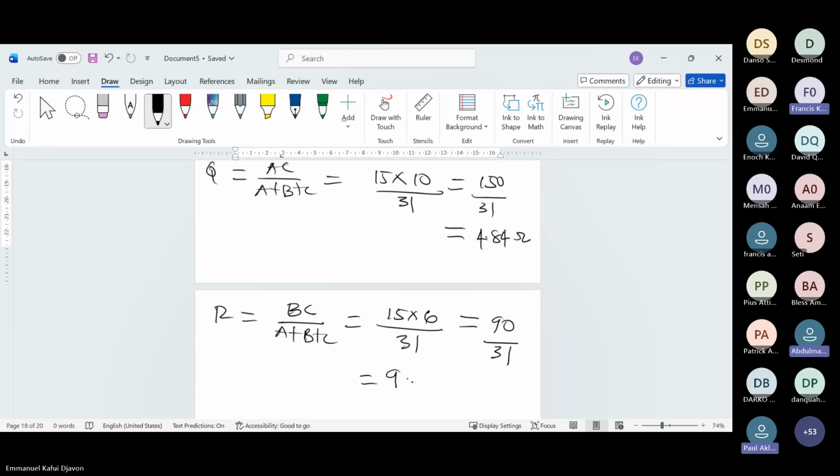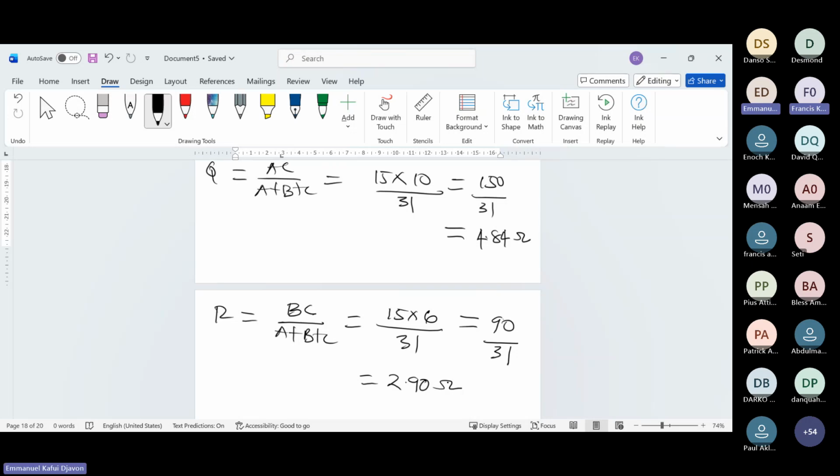2.90 ohms. To two decimal places, 2.90 ohms.